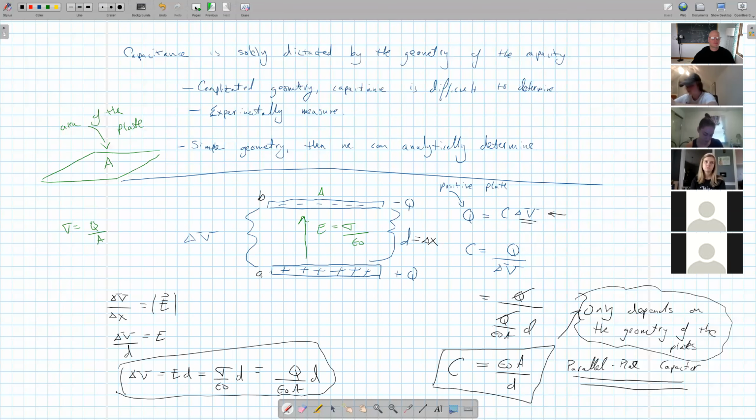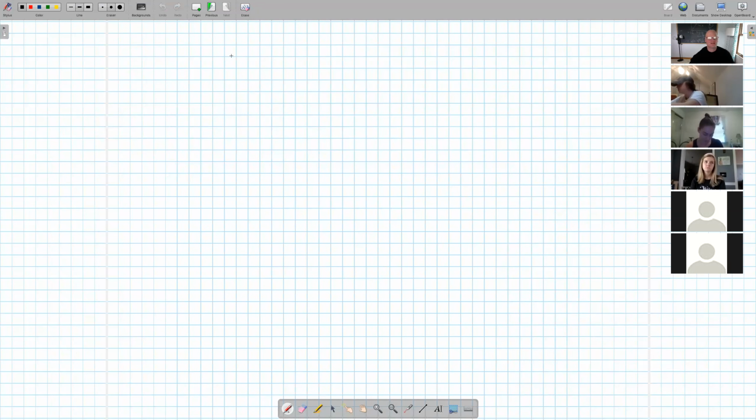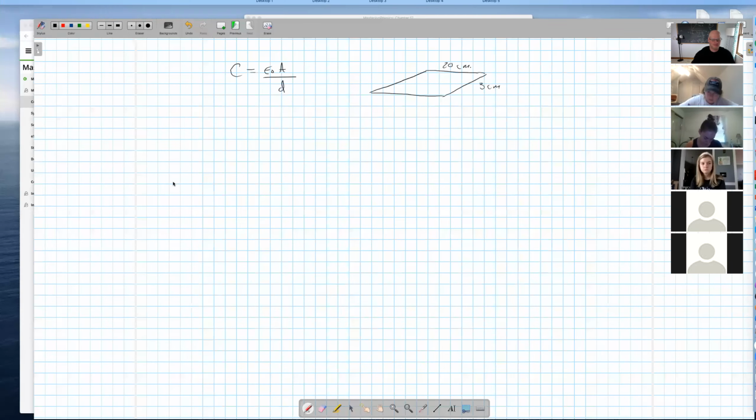Okay, so let's do that. First things first, we know that capacitance for a parallel plate capacitor is epsilon naught times the area divided by the distance. So what we're told here is, here's my parallel plate capacitor. What I know is that this is 3 centimeters. This is 20 centimeters.